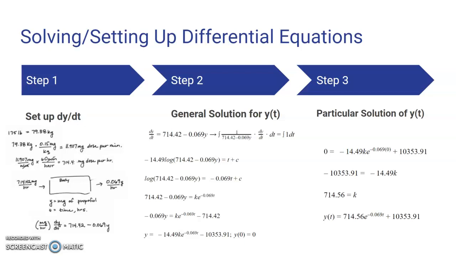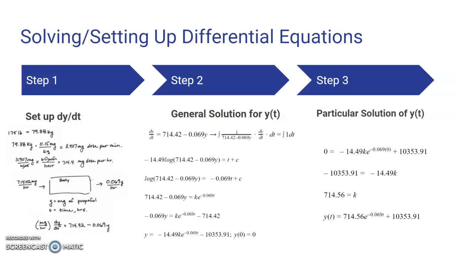Now remember, we have to identify the variables and define them for this situation. We can see that the y variable is the milligrams of the drug, while the variable t is representation of time in hours since the patient is administered the drug, and so we are left with the converted equation 714.42 minus 0.069y.